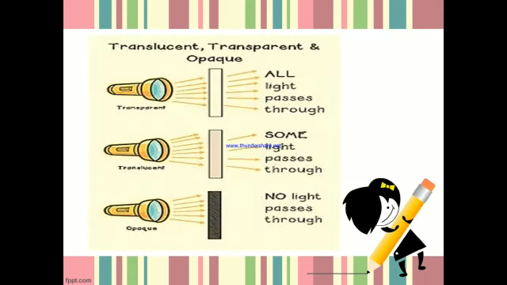So we have the transparent medium. As you see, it permits all light to pass through. The translucent medium allows some light to pass through, but the opaque medium doesn't allow any light to pass through it.